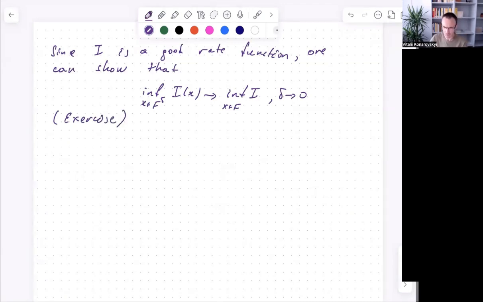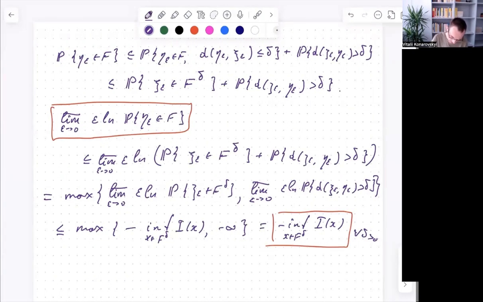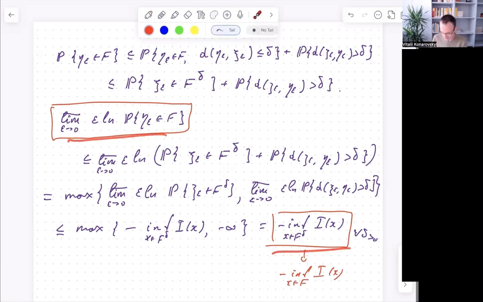I will formulate that as a homework exercise, and you will see it on my webpage. So therefore, this implies the upper bound, right? Because when you pass to the limit, this object goes to minus the infimum of I of x, x belonging to f itself. And it is exactly what we need in the upper bound.